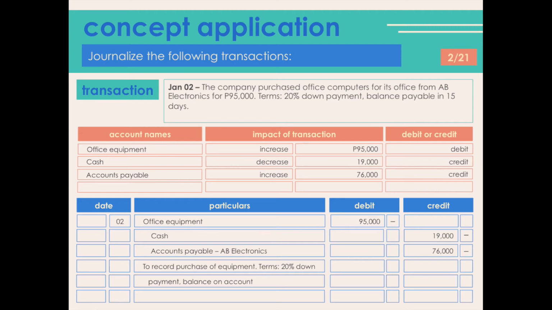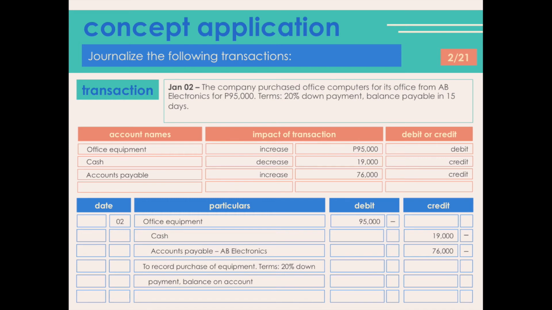Take note that when journalizing, we specify the name of the other party for accounts like accounts receivable, accounts payable, notes receivable, notes payable, and so on. This is because a company typically has several customers and suppliers, and specifying the name would enable more efficient monitoring of accounts for each party. In this case, we use accounts payable AB Electronics. We also include a brief description of the transaction, which includes the terms of purchase. Again, remember to fill in the date as well.